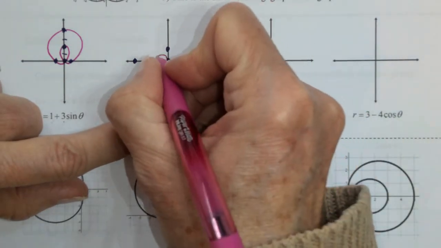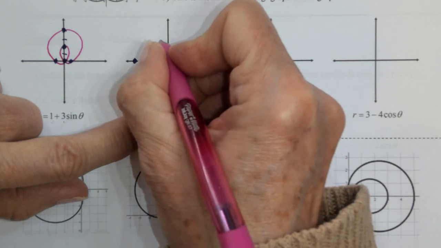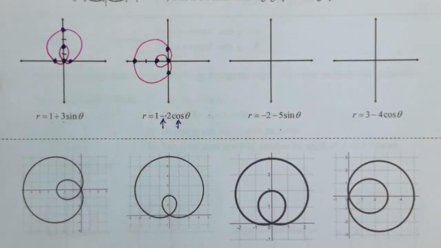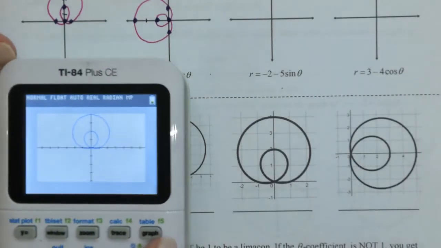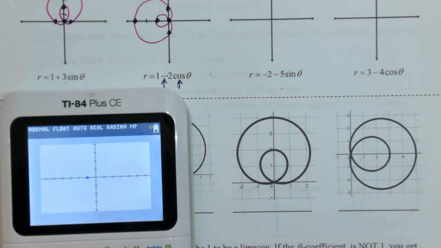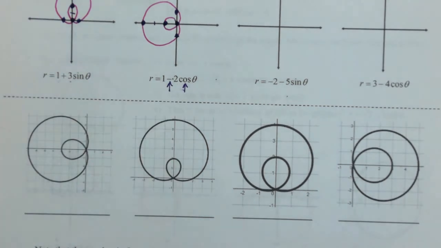Okay? And then we draw this. Okay? So 1 minus 2 cosine theta is drawn like that. Okay, I didn't do too bad on that one. Alrighty.